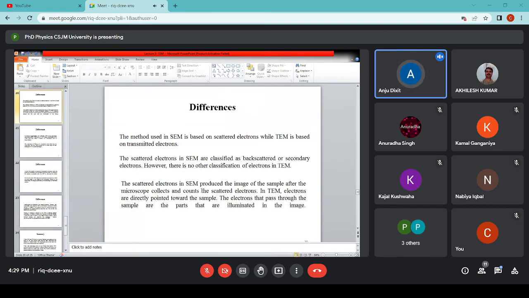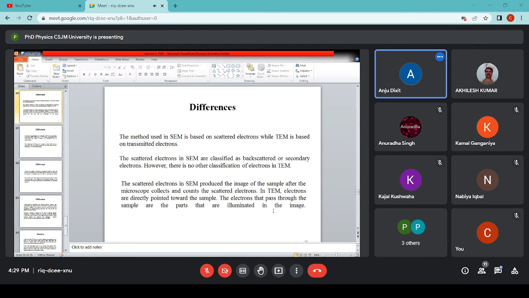The scattered electrons in SEM produce the image of the sample after the microscope collects and counts the scattered electrons. In TEM, electrons are directly pointed toward the sample. So the electrons that pass through the sample are the parts that are illuminated in the image. So this is the major difference. यहाँ पे स्कैटरिंग हो रही है, माइक्रोस्कोप स्कैटर्ड इलेक्ट्रॉन्स को कलेक्ट कर रहा है, काउंट कर रहा है, उससे इमेज का फॉर्मेशन हो रहा है.